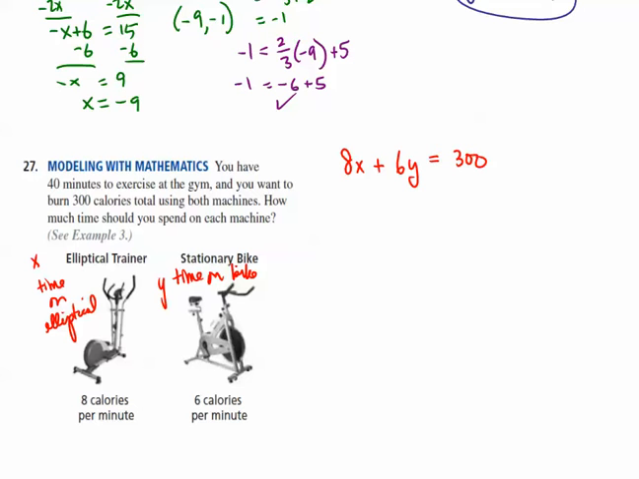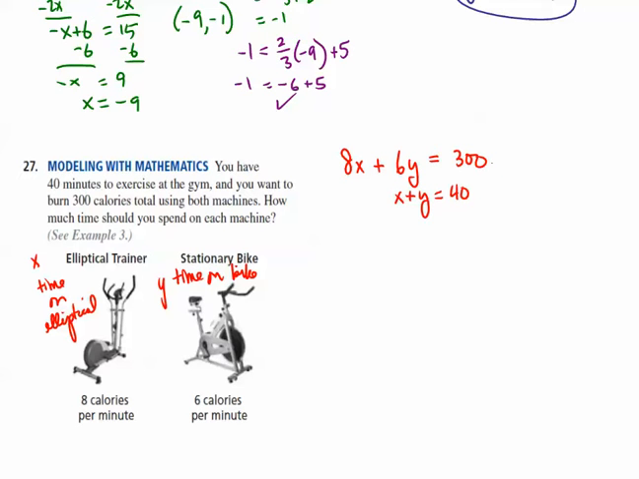Then the next thing we know is we have a total of 40 minutes. So we have x plus y is equal to 40. Now we know how to do this. We're going to solve one of the equations. This is an equation that's more easily solved using substitution because we have an x and a y by itself. It's going to make it a little bit easier. We could also solve this by elimination just as well.